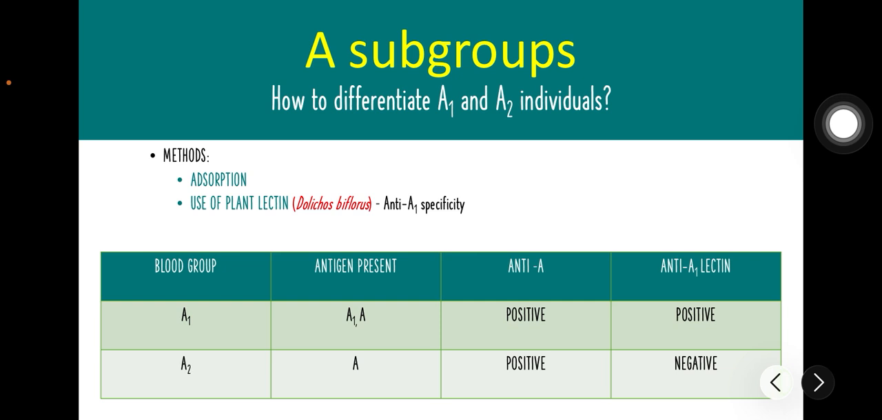So this reagent can then be used to test unknown group A cells. If it causes agglutination, the individual is A1. If it does not, they are A2. So again, lectins are plant seed extracts that behave like antibodies by binding to specific carbohydrate determinants on red blood cells, causing agglutination.